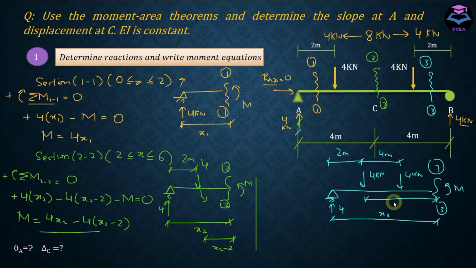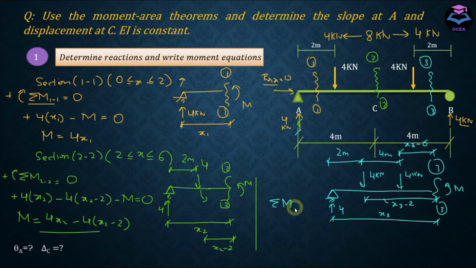has a moment arm of, if I deduct 2 meter from this x3, then I would get the moment arm for this force, which would be x3 minus 2. And what about this force? What would be the moment arm for this force with respect to section 3? So if I deduct 2 plus 4, 6 meter from x3, then I would obtain the moment arm, that is x3 minus 6, of this force with respect to section 3. To write the moment equation, follow the same procedure.